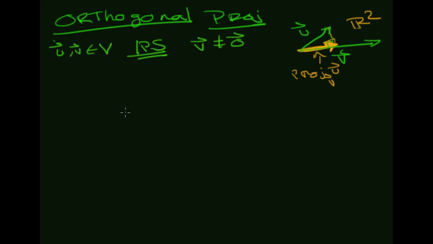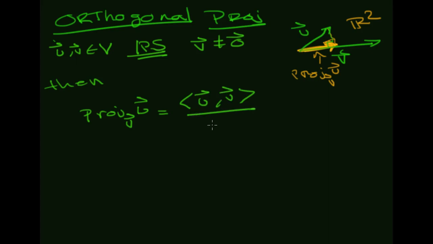Okay, so then we're going to define this same thing, the projection of u onto v is going to be the inner product of u and v over the inner product of v with itself, times v, because this is a vector, right? This thing is an element of V, so this is a vector that has the same direction as the v vector.